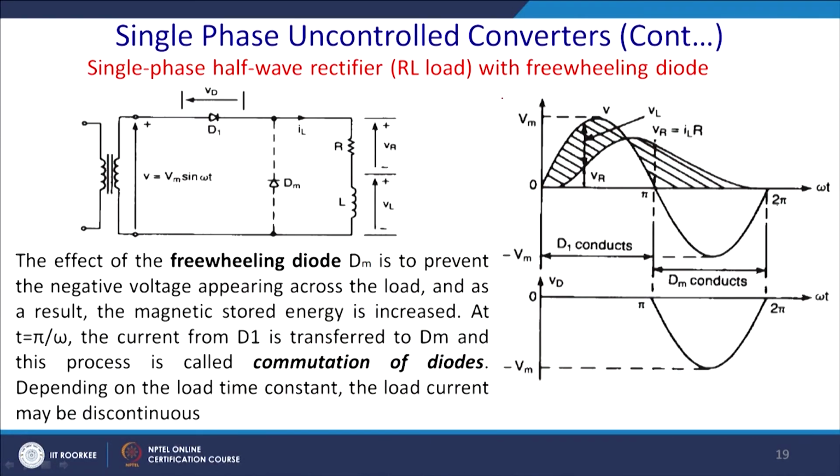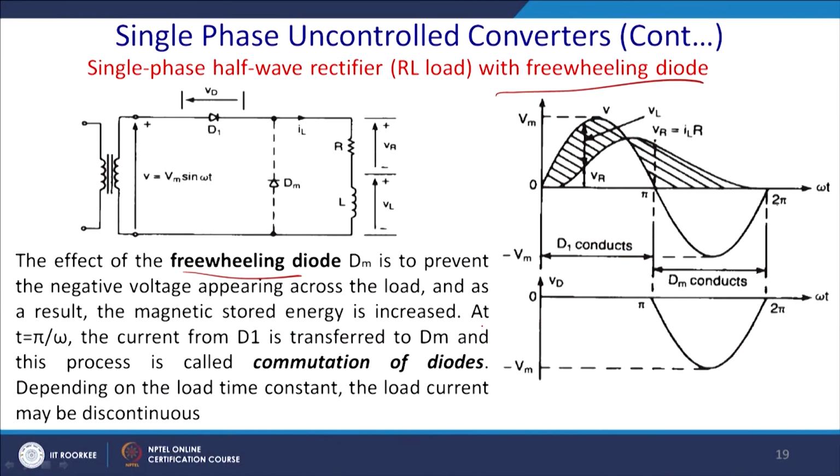So, we are discussing the single phase uncontrolled converter with RL load with a freewheeling diode. The effect of the freewheeling diode Dm is to prevent the negative voltage from appearing. Once a negative voltage appears, it makes the output more ripple. Negative voltage appears across the load, and as a result the magnetic energy stored in the system increases at t equal to pi by omega. The current transfers from D1 to Dm, and this process is called commutation of the diode.